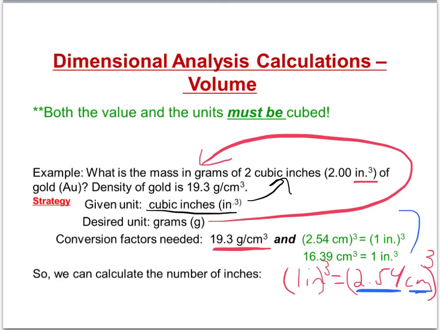And so that's how we get to here, where you have 2.54 centimeters cubed is equal to 1 inch cubed. You basically take 2.54, cube it, which is 16.39. Centimeters is cubed, so we have centimeters cubed. And now we can use this conversion factor in order to calculate the mass in grams of 2 cubic inches of gold.